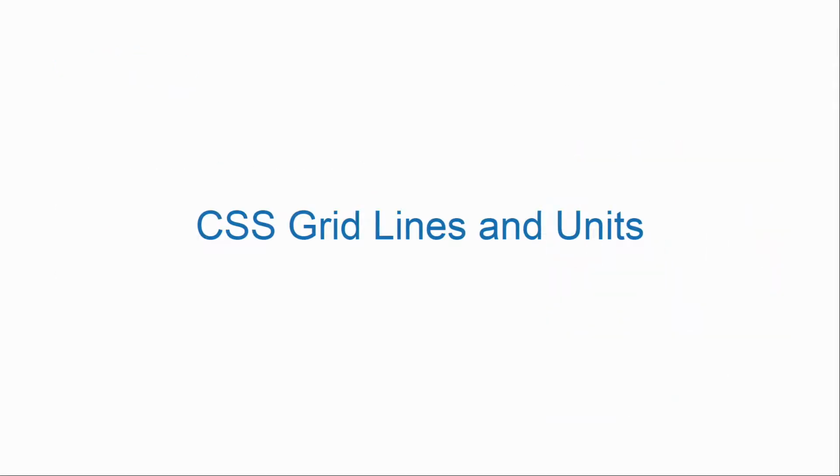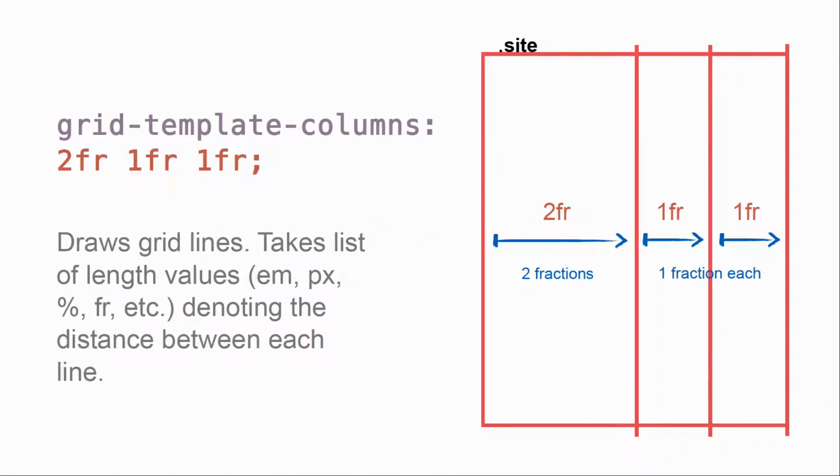So now we'll actually move on to the grid lines and units. The first thing that we want to define, in this case, are the columns, and you're going to use grid-template-columns. This is what draws the grid lines. It can take a list of various different length values, from ems to pixels, percentages, and these FR units, which we'll talk about in a second, but these denote the distance between each line.